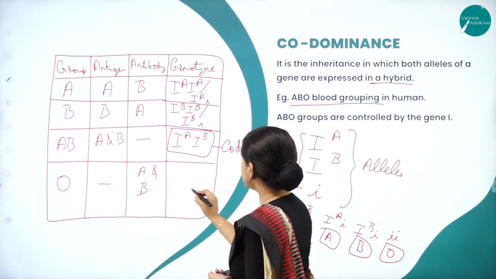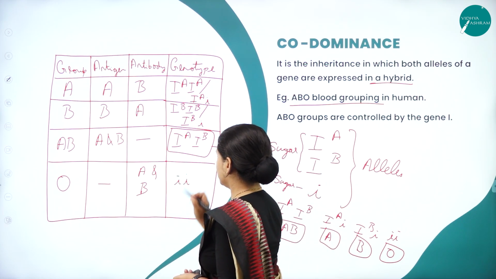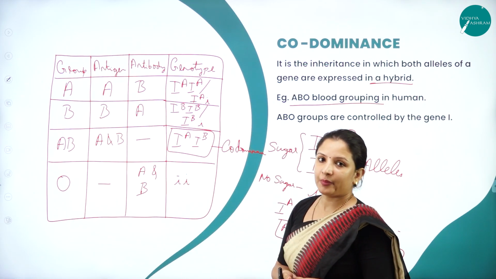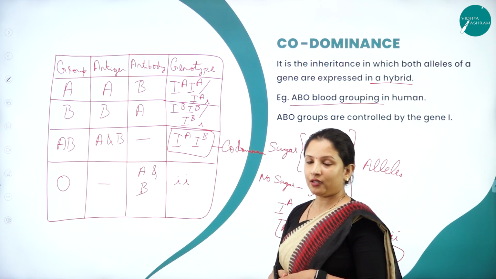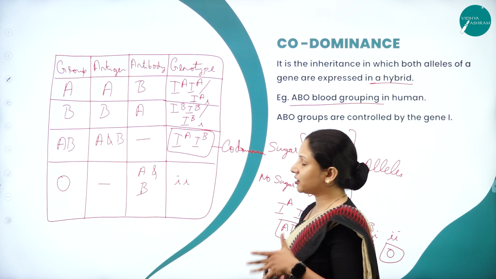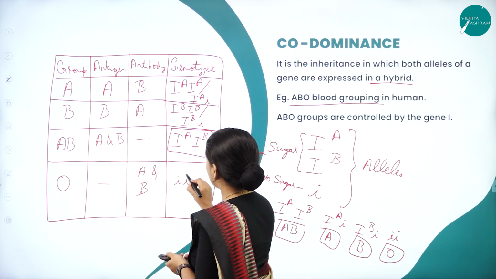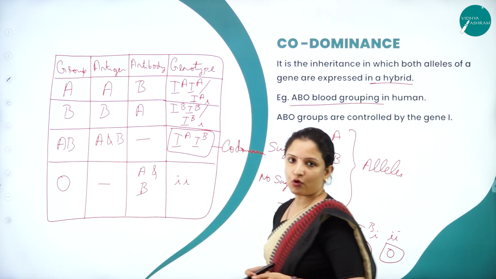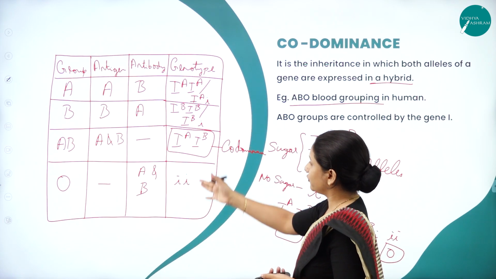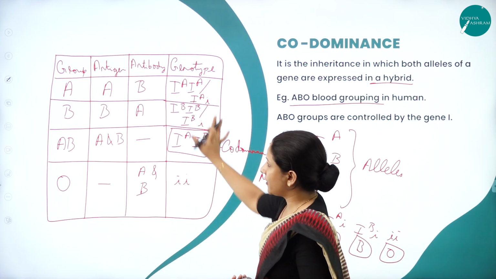Now in here it is only the small i. It can't be capital IA and small i, again, because if it is IA and i, it will become blood group A. So therefore, they will not have any, they will have only this recessive gene, that is small i. This is how the genotype is written. Now we have understood this.